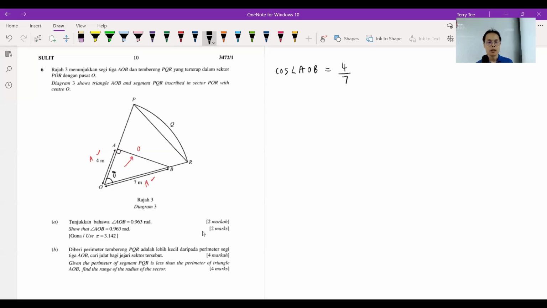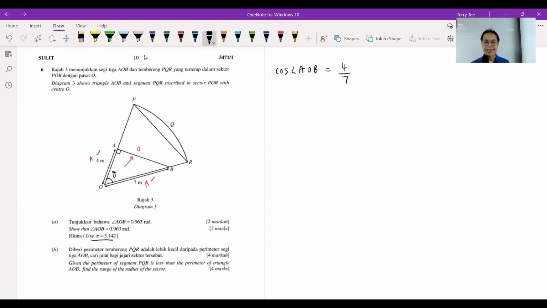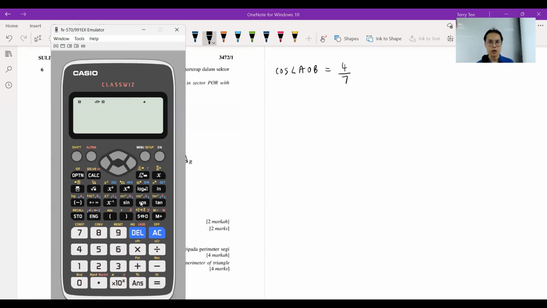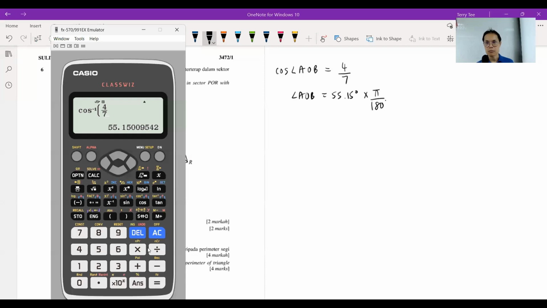Now, here's the thing. There is no point using 3.142. In fact, it's very inaccurate, because a lot of people will take the calculator in degree mode, shift cos 4 over 7, and then they get the angle in degree, which is 55.15. Yeah, AOB is 55.15, right? And then they're going to convert to radian. You multiply by pi over 180. So I think this is a bit inaccurate, but in this case, you don't need that kind of accuracy.